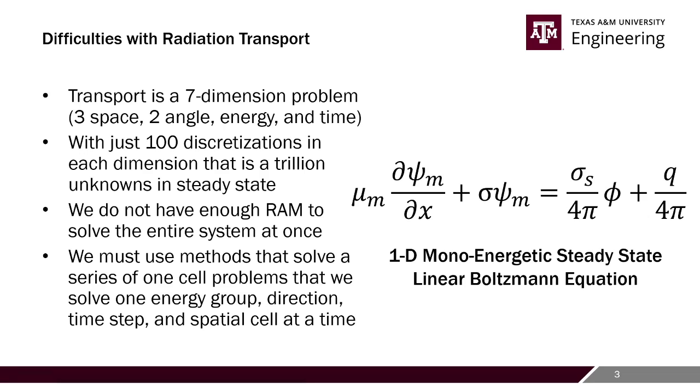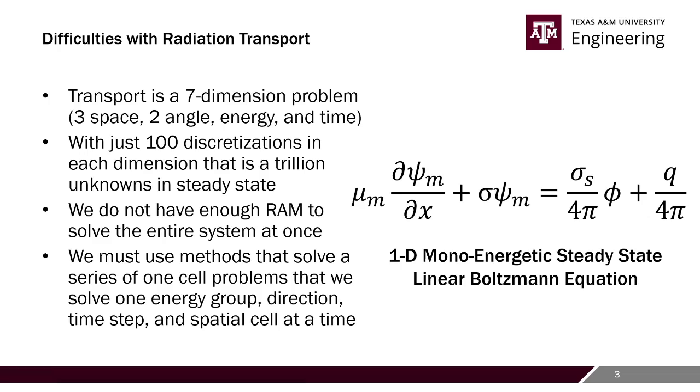And there are some difficulties with solving radiation transport. Radiation transport is a 7-dimensional problem. That's 3 dimensions in space, 2 in angle, 1 in both energy and time. And with just 100 discretizations in each dimension, that is already a trillion unknowns in steady state. And we don't have enough RAM to solve this entire system at once. So instead, we must use methods that solve a series of one-cell problems, so we can solve one energy group, direction, time step, and spatial cell at a time.